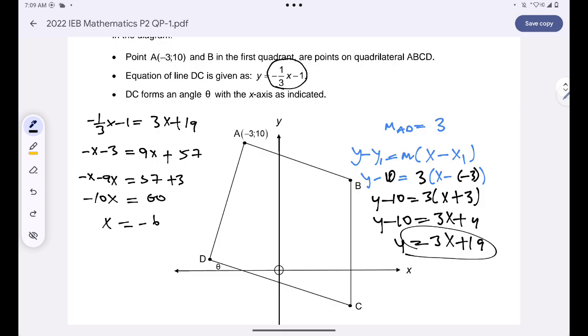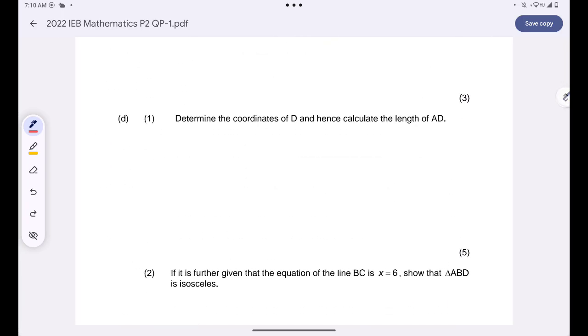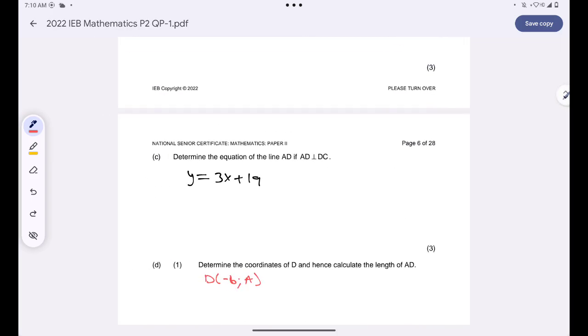Right, together. After finding x, I must just go and find the corresponding y value. How can I find the corresponding y value? I'll just substitute in any of the equations, either this one or this one. I'll say 3 multiplied by -6 plus 19. This will give me -18 plus 19, that's 1. So the coordinates of D are (-6, 1). I was tasked to find the length of AD.